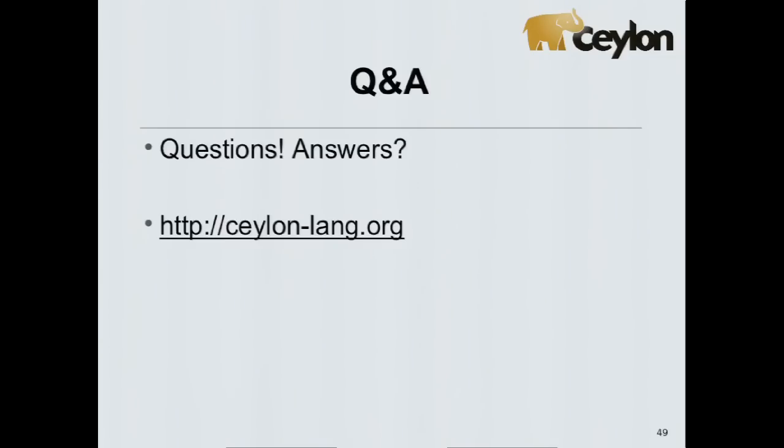No, I don't think that's the exact question, but yes, we can put question marks anywhere, and it's just an alias for or nothing. Oh, and by the way, we have generics. I don't think we showed them, but we have a simpler, more natural and understandable version of generics than Java.